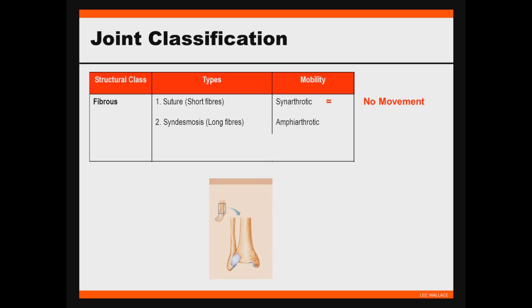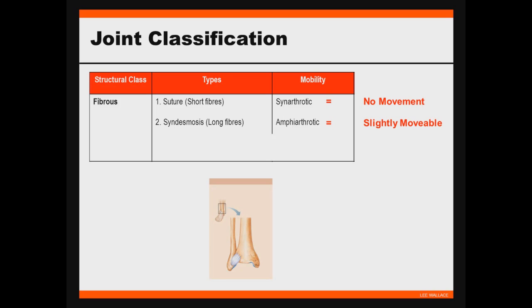The second type of fibrous joint is called a syndesmosis joint, which means long fibers. And the example we've got here is the distal tibiofibular joint, which is a small ligament which joins the tibia and the fibula together in our lower leg. Now the type of mobility class of this joint is called an amphiarthrotic, because that means slightly movable.